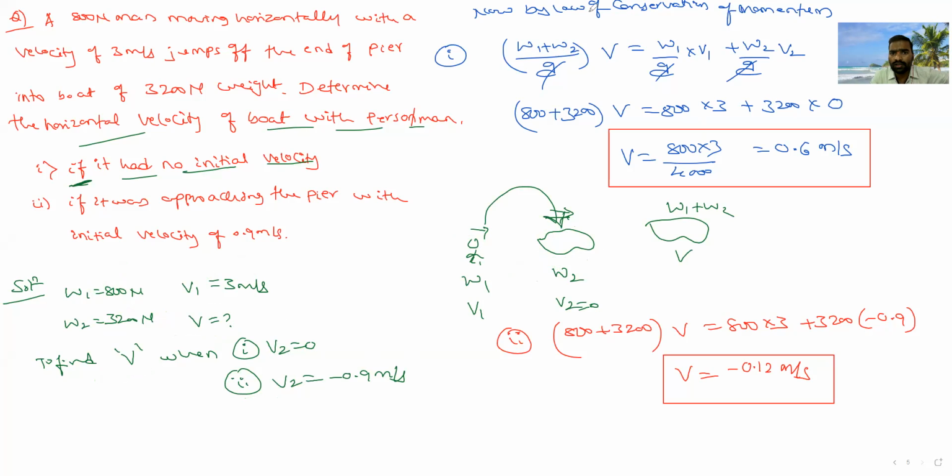Then going through the law of conservation of momentum, you know total final momentum is equal to initial individual momentum. You know all the things. Substitute case 1, V2 is equal to 0, so that you will get V1. In case 2, V2 is equal to minus 0.9, so that you will get the value of minus 0.12. Is it clear? Yes, sir.